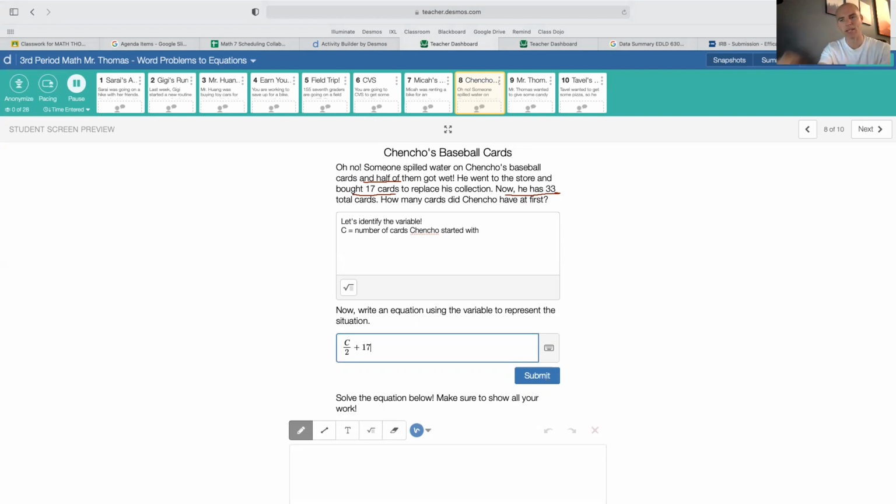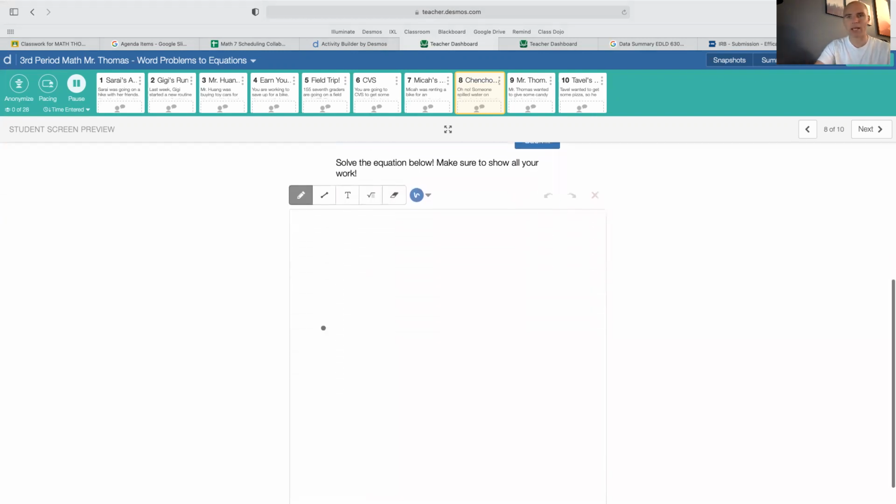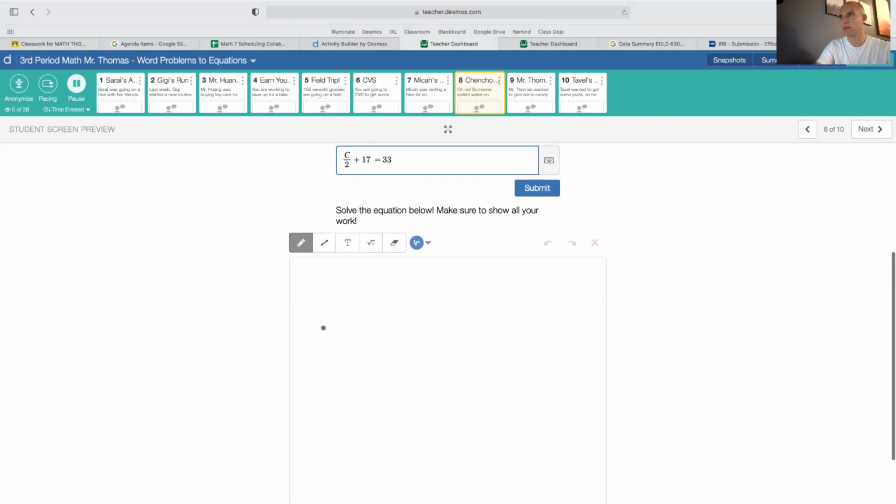So we add 17 to that. And now he should have the 33 that the question says. So cards he started with divided by 2, but then add 17 equals the 33 that he has. All right, so let's solve this one. I'm going to start by writing it in my workspace here.